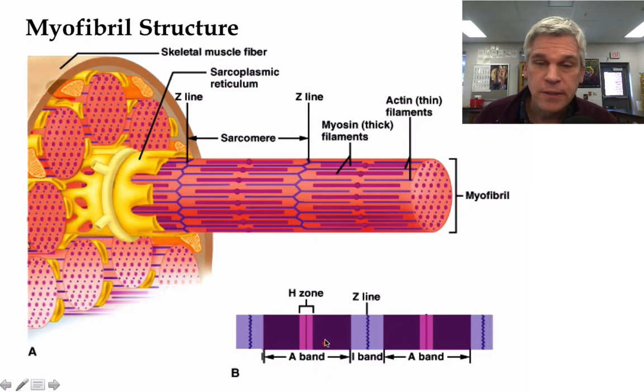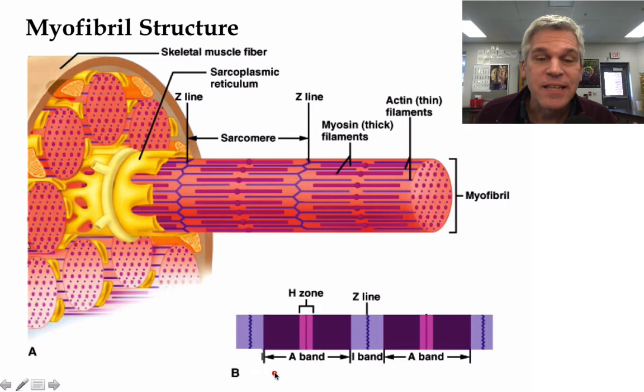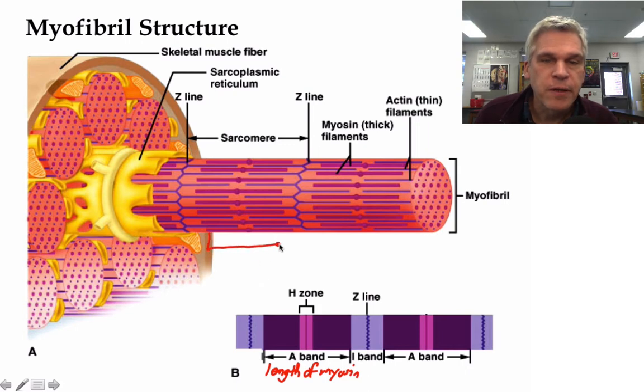So, for instance, the Z lines is going to be where the actin molecules are connecting to one another. So we can see a Z line here, a Z line here. Everything between one Z line and the next Z line is considered a sarcomere. Kind of messy there, but that's a sarcomere. The A band is the length of the myosin filament. So that would be essentially from here to here would be the A band.